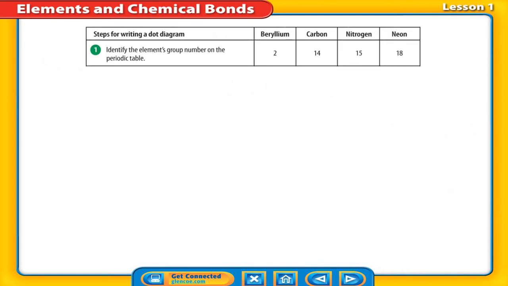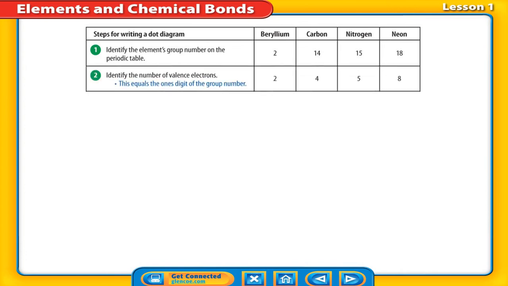The steps for writing a dot diagram. First of all, you should identify the element's group number on the periodic table, if it's given to you. So, for example, beryllium is in group 2. Carbon is found in group 14. Nitrogen, 15, and neon in group 18.